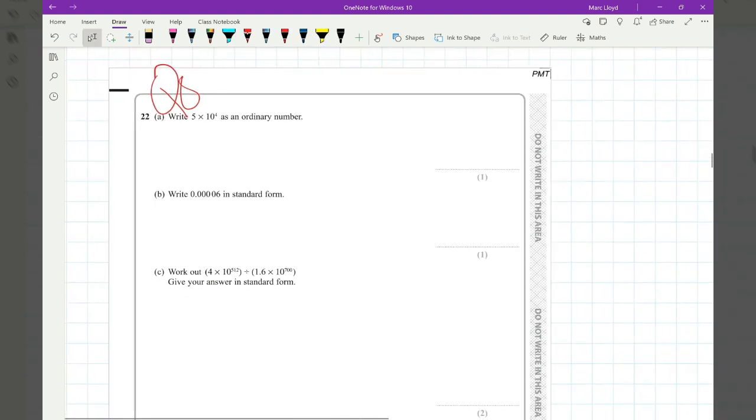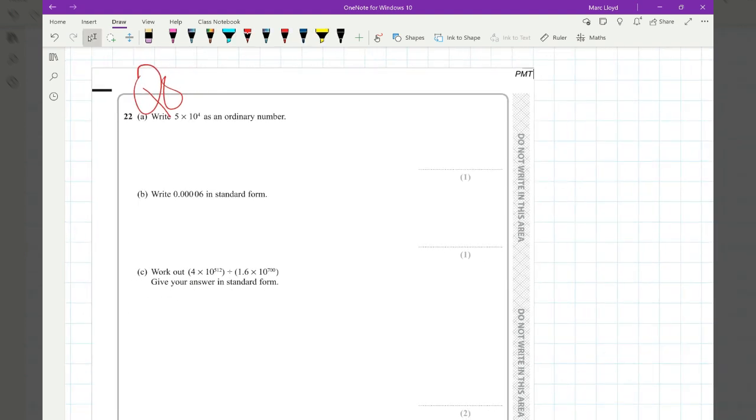Okay, question 8. Right, this is an ordinary number. Easy. 5, and then it's got 4 zeros, because 5 times by 10 to the power of 4: 1, 2, 3, 4. 50,000. Right, this one in standard form. So 6 times by 10 to the power of, and our decimal place goes backwards here. 1, 2, 3, 4, 5 times. Alternatively, there's 5 zeros. You kind of cheat when it's a small number.